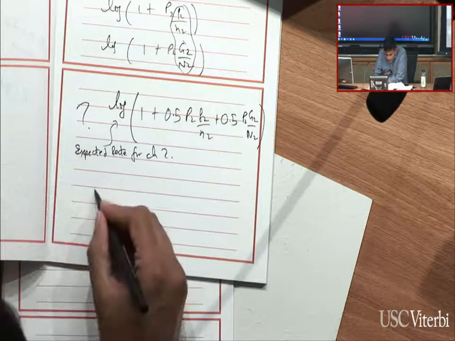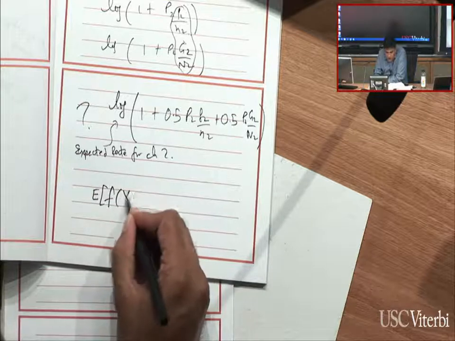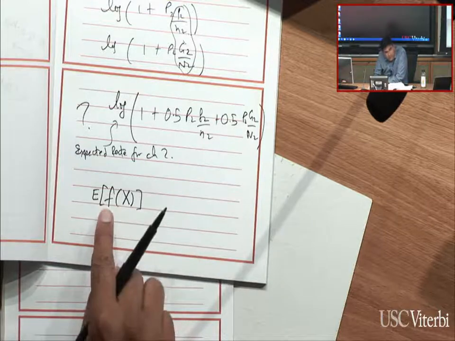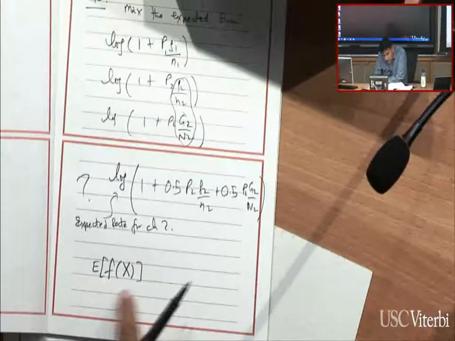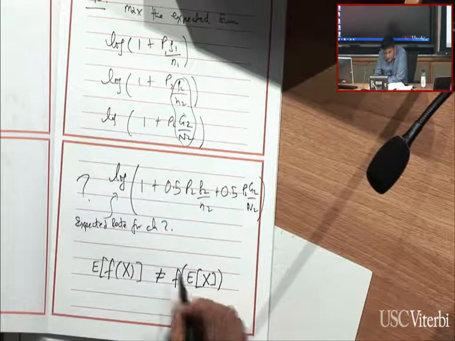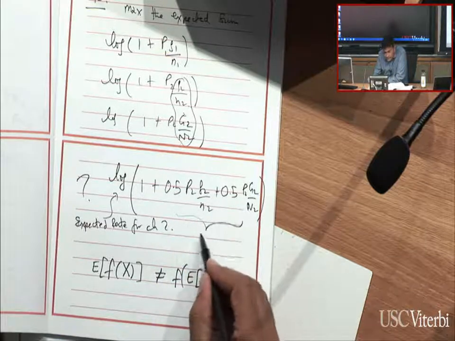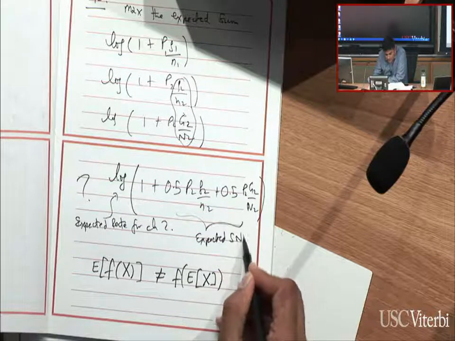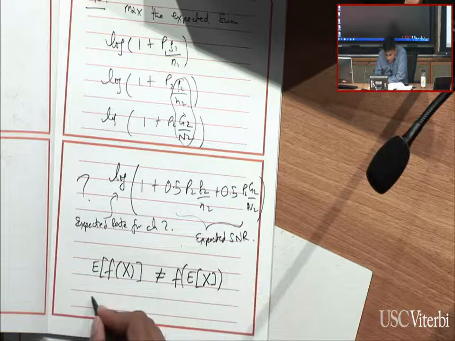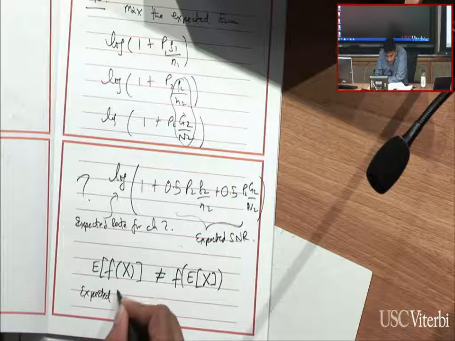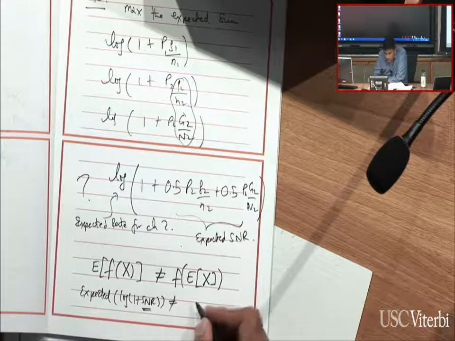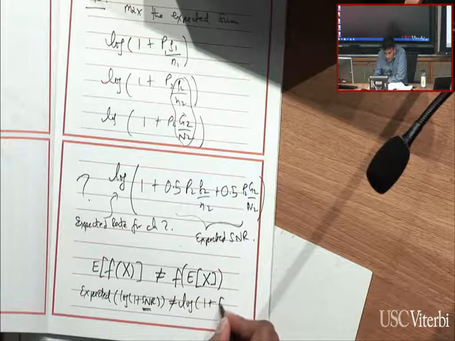But more generally, this has to do with the expectation of any function of a random variable. If the metric you care about is not the random variable, but some function of it, then the expectation of the function is not in general equal to that function of the expectation, which is what this is saying. This is like the expected SNR, and this is the log, which is the log of the expected SNR. So the expected value of log of 1 plus SNR, when SNR is random, is not equal to the log of 1 plus expected SNR.